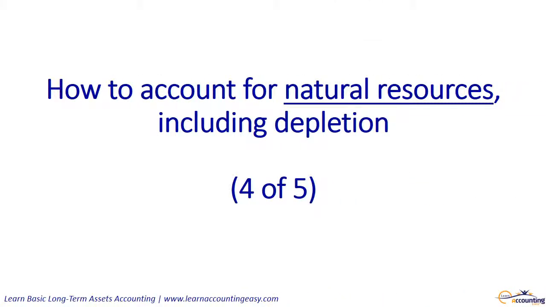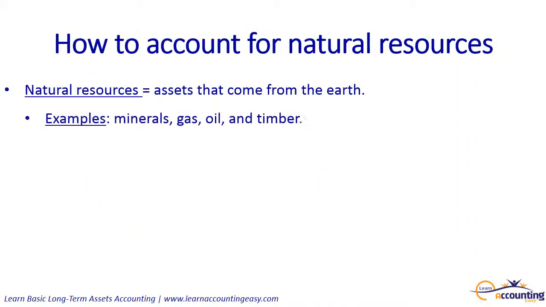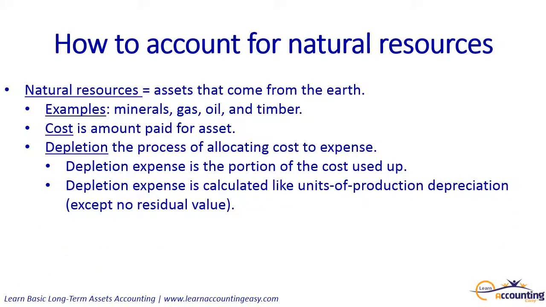The next section we're going to look at is how to account for natural resources, including depletion. Now, the first thing we can see is that natural resources are simply assets that come from the earth. And common examples: minerals, gas, oil, timber. And the cost is very simple. It's what we paid to acquire the asset. With the depletion, that's simply the process of allocating that initial cost to expense over time.